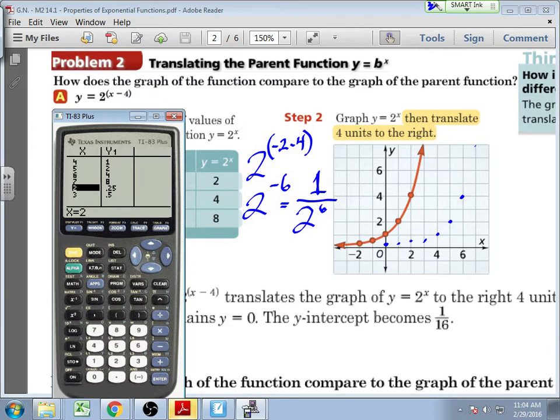Mr. Hudson, if you know that it just shifts it horizontally 4, couldn't you just do that? Yeah, but we're just trying to see why it happens. We're just trying to show it.